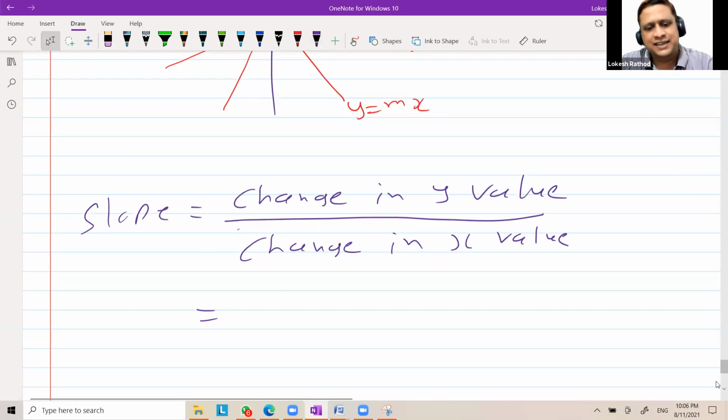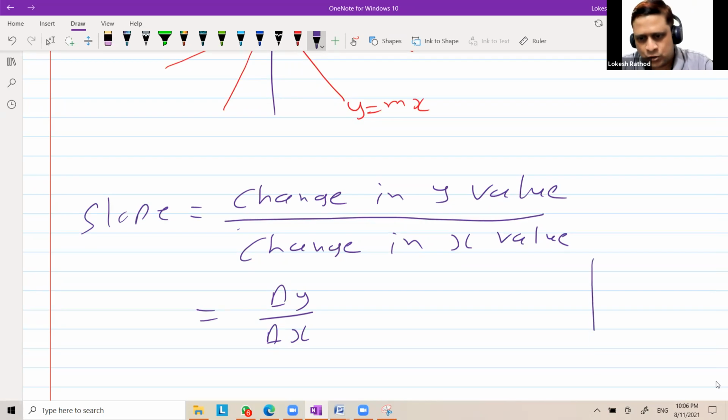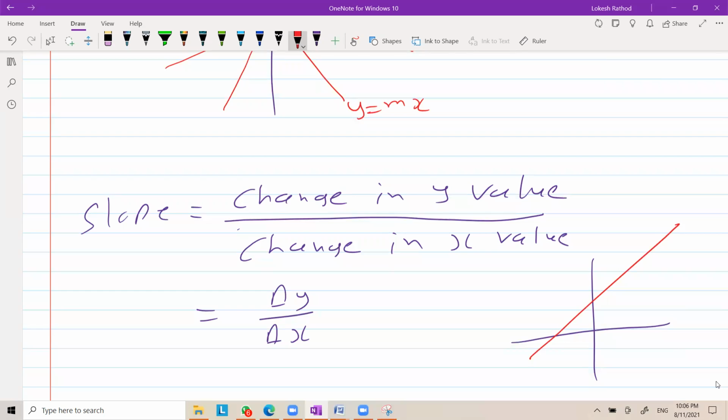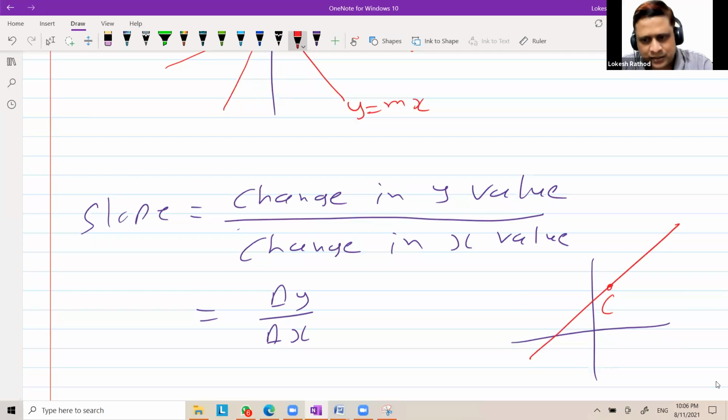Or you can call it delta y over delta x. Delta represents change in y over change in x. Right? So suppose I have a line like this. You can say this is the line, right? And there are 2 points. Say one point has x coordinate 1, y coordinate 5, and another point has x coordinate 3, y coordinate 7. Correct?